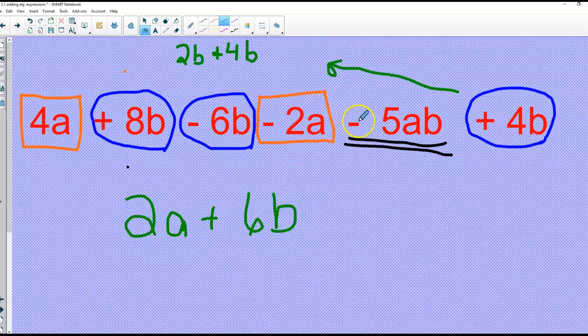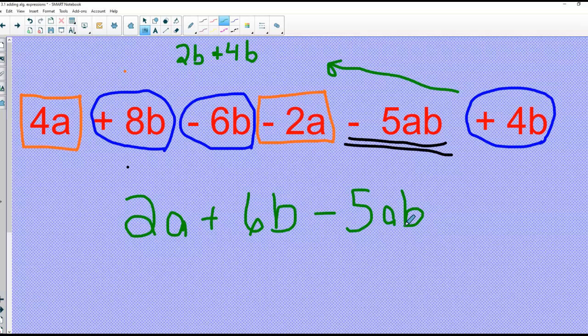Okay? And then lastly, this one does not have a match, so again, I'm just going to bring it down. 5AB. Bring the sign with you. Okay? So as we worked through this here today, there was no negatives in here, and I purposely did that. We'll get to that next. But I tried to make these with just some positive numbers in it for our first day of this.